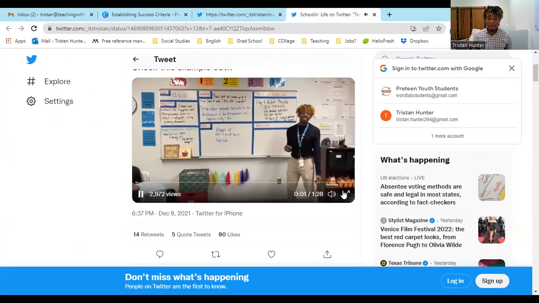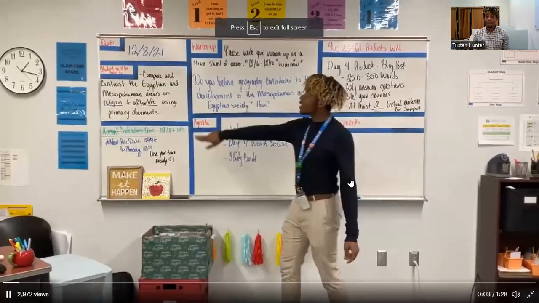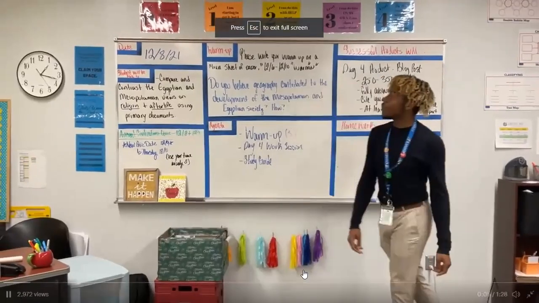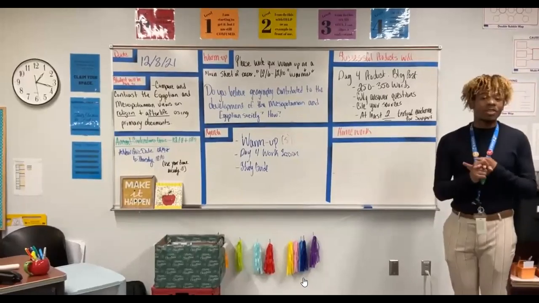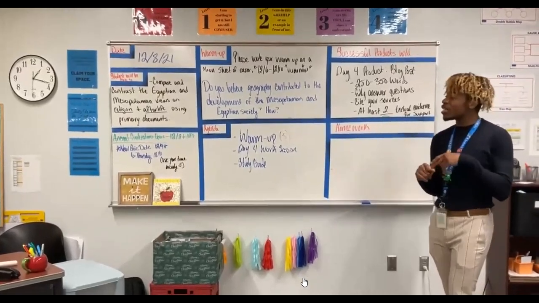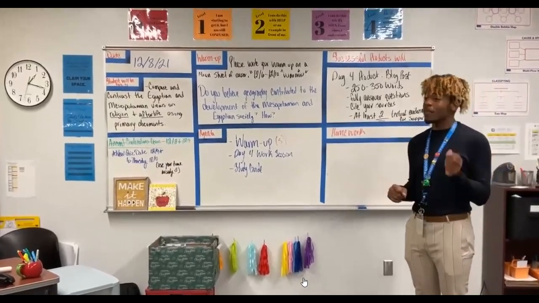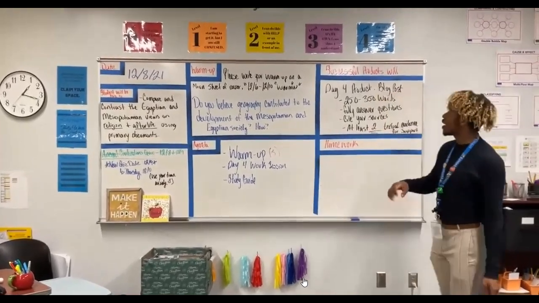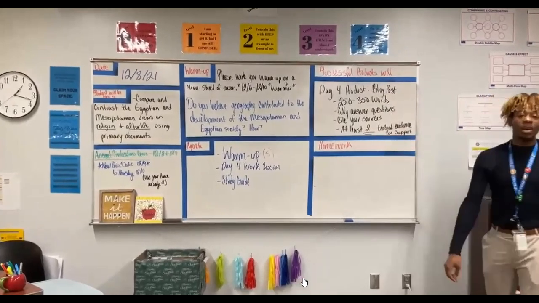All right, so let's go ahead and get started by going over our objectives. You all can see that today your objective is going to be to compare and contrast the Egyptian and Mesopotamian views on religion and afterlife using those primary documents. You guys really are just picking back up where you left off yesterday in class. Your checkpoint or your success criteria for today is going to be your day 4 product with your blog post.